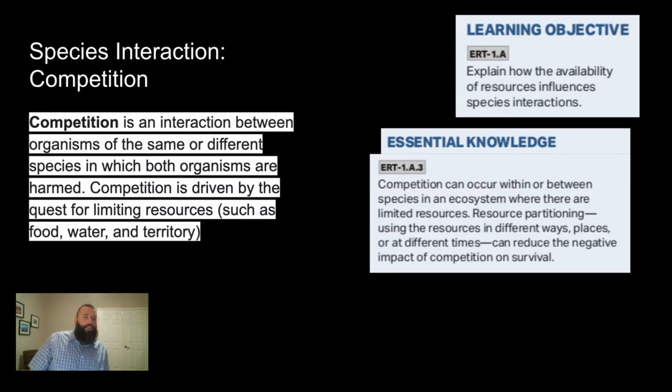Let's get into competition. Competition can occur within or between species in an ecosystem. It's an interaction between organisms of the same or different species in which both organisms are harmed. Competition is driven by the quest for limiting resources, right? Our resources on Earth are finite. And because they're finite, there's only so many species or organisms, whatever you want to say, that can actually compete for and secure those. So the survival of the fittest, right? Only the fit are going to be best adapted to be able to compete.